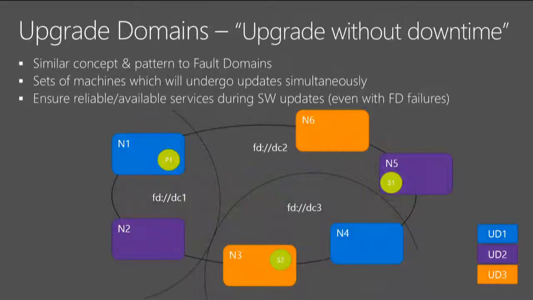Next you get upgrade domains. You usually want these as a matrix, striped across the fault domains. So now you can survive one fault domain going down while you're in the middle of an upgrade, and you've still got your app running, which is pretty nice. And this is, again, something that we just do automatically on your behalf. You can give us the information, and we'll take care of placing things correctly.